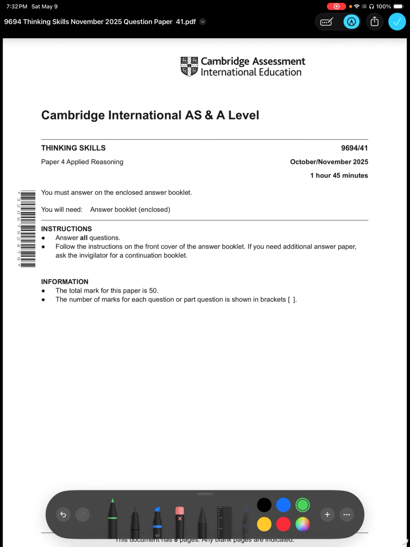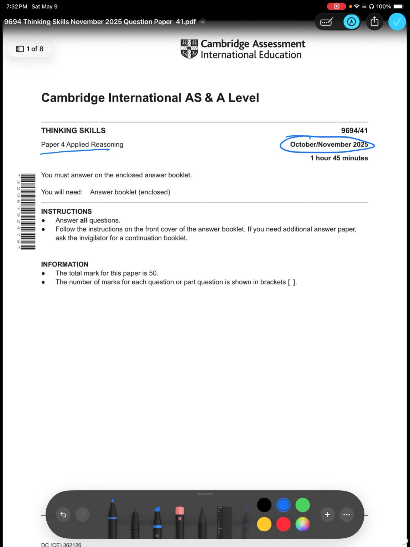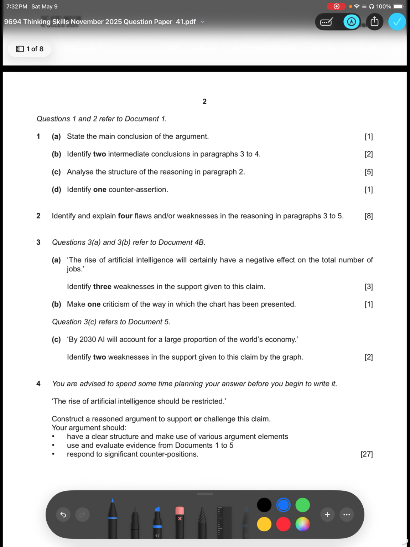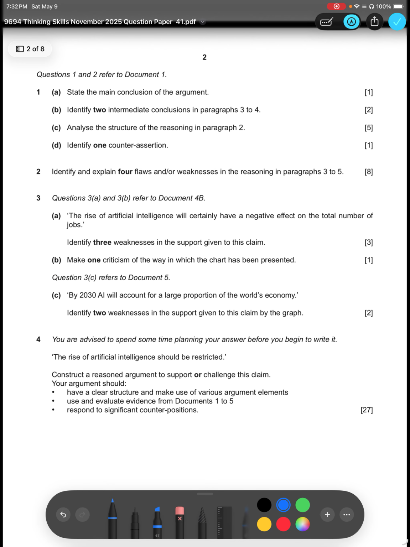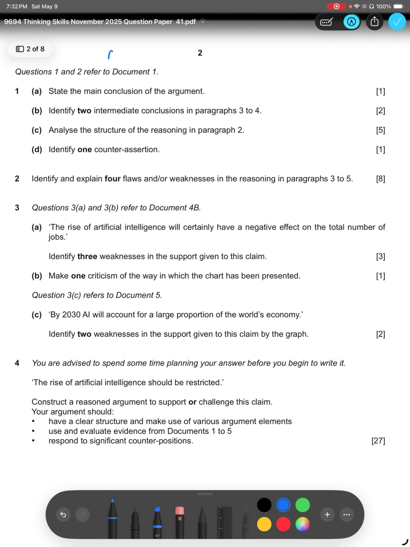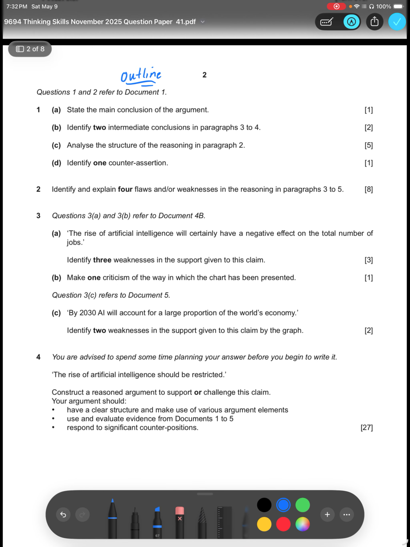Okay, we are looking at the October-November 2025 paper 4. It's 41 if you guys are looking at things. And basically what we are going to do here is learn to outline document 1 for annotations, all right?